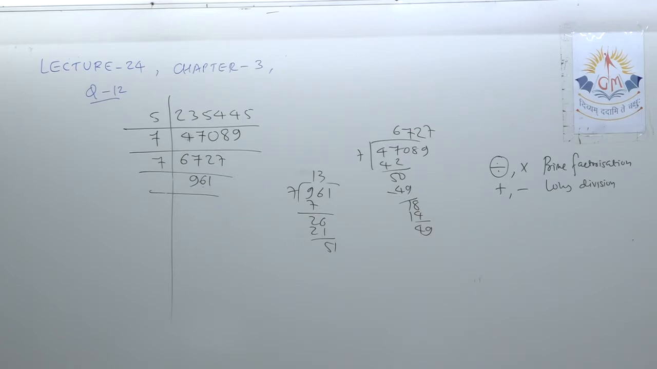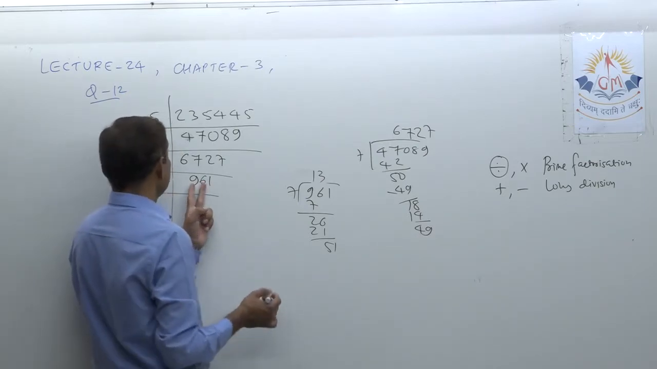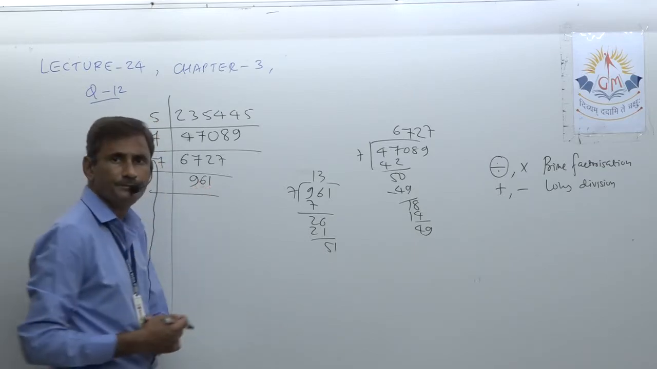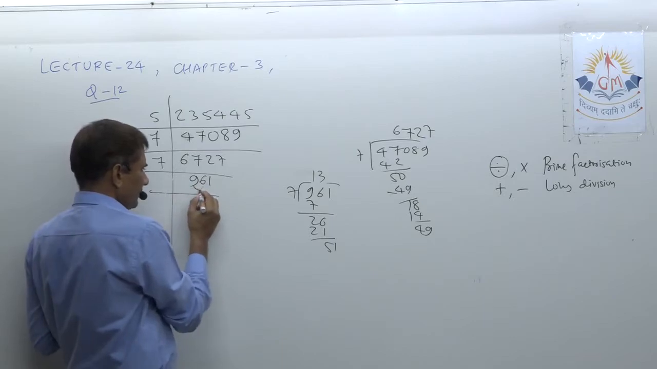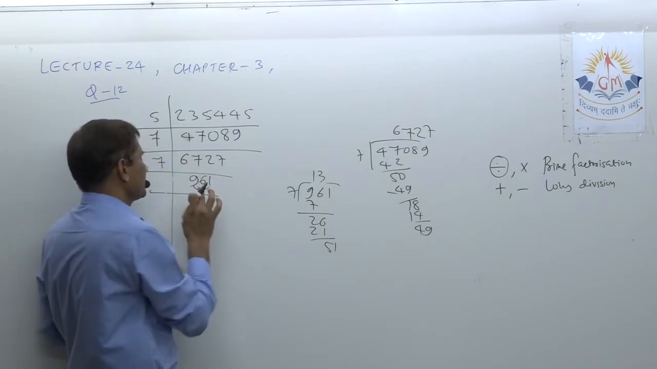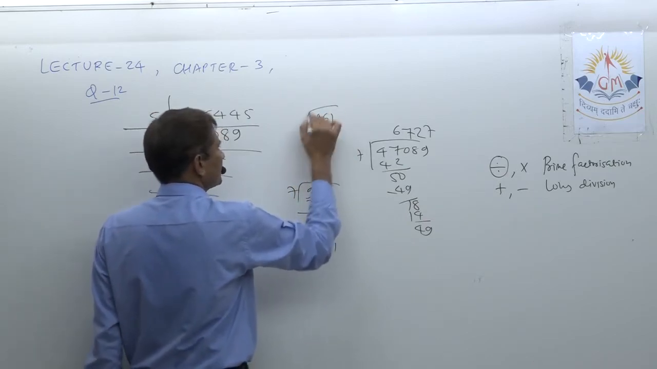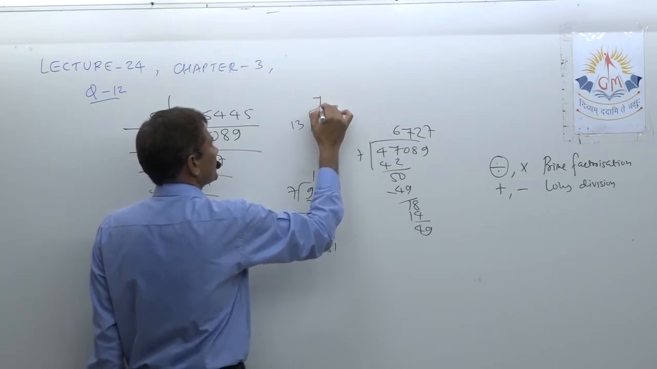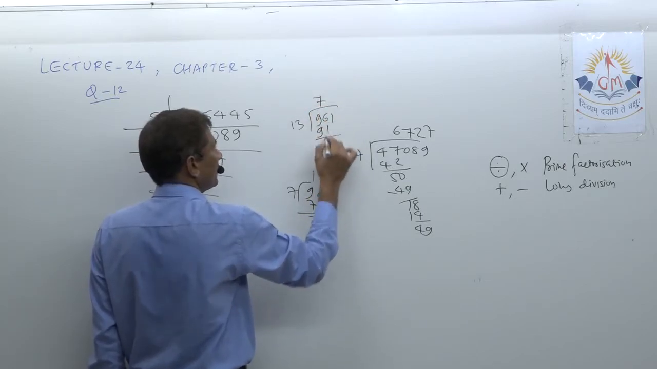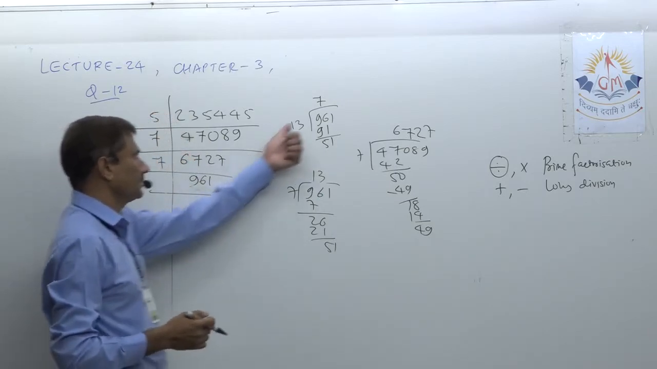Okay students, so it is not divisible by 7. So we look for the next one, 11. Again by 11 also not, because we can apply that rule also: 10 and 6, the difference is 4. So look for 13, 961. 13 7s are 91, 5. But it is not in the table of 13 also.